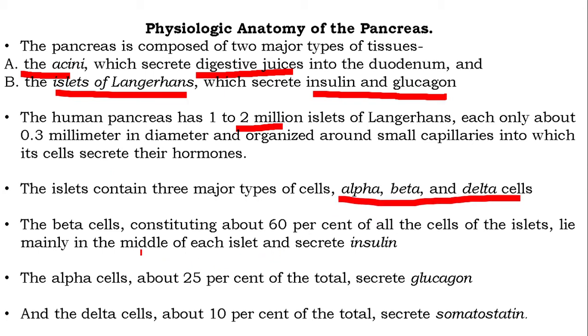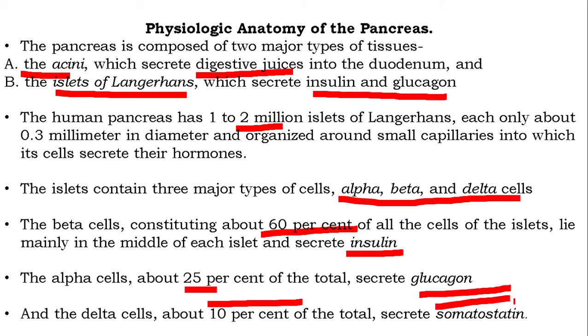Of these, the beta cells make up around 60% of the islets, secreting insulin. Alpha cells make up around 25% of the total islets and secrete glucagon. And delta cells consist of around 10% of the total, and they produce a hormone which I have not told you. Okay, somatostatin. Somatostatin is produced by one more type of gland in the body. Can you just find it out?